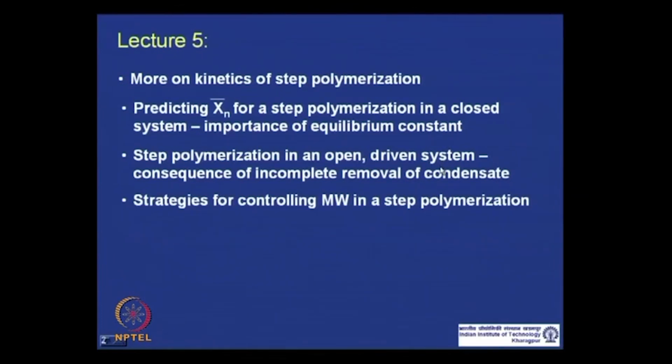We then move to a step polymerization in an open and driven system, where it is not possible to completely remove the condensate out of the system. That means there will be some condensate remaining in the polymerization system. In that case, what is the consequence of the presence of that condensate on the molecular weight of the polymer? And then we will move to the different strategies for how to control the molecular weight in the polymerization.